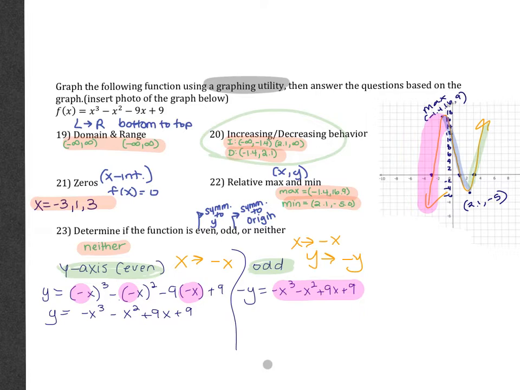Okay, and then the last one is even or odd. Remember, it's even if it is symmetric to the y-axis. It's odd if it's symmetric to the origin. And then obviously it's neither if it's neither of those. You can do this based on your graph, or you can plug in your points because you're going to be given your equation. Just be careful not to take too long on this.